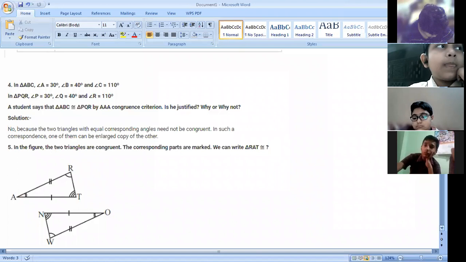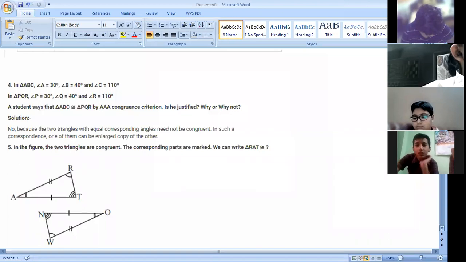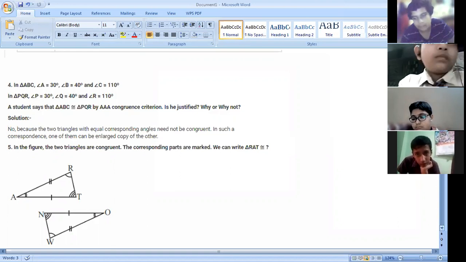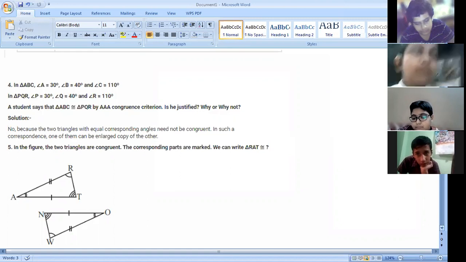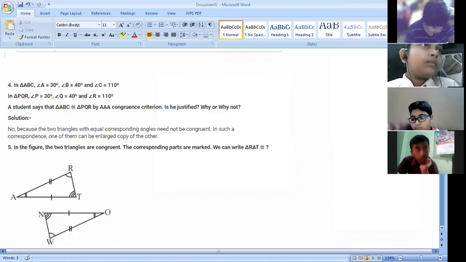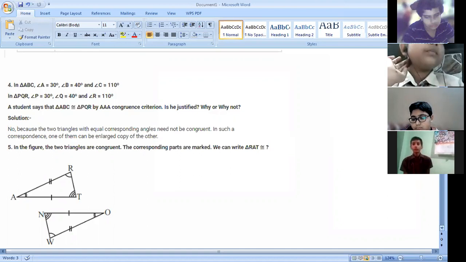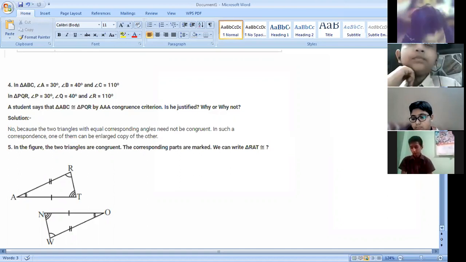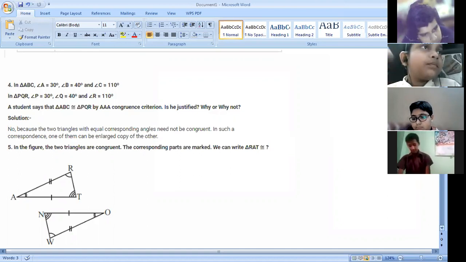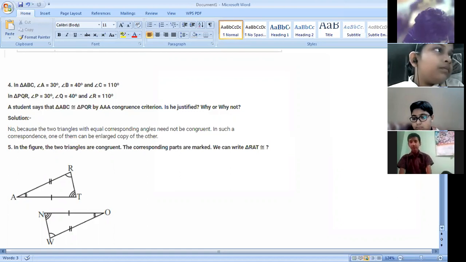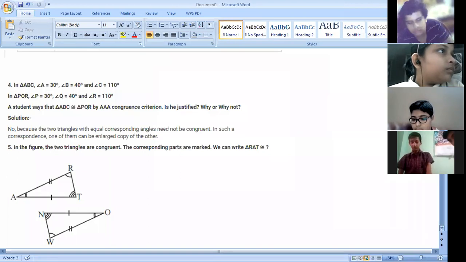No, as you have learned already that there is no AAA congruence criteria. We have learned only 4 congruence criteria: RHS, SSS, SAS and ASA. So there is no such AAA congruence criteria, and according to the question, 3 angles are given. So it's not justified over here. We can say that he is not justified here. Clear?